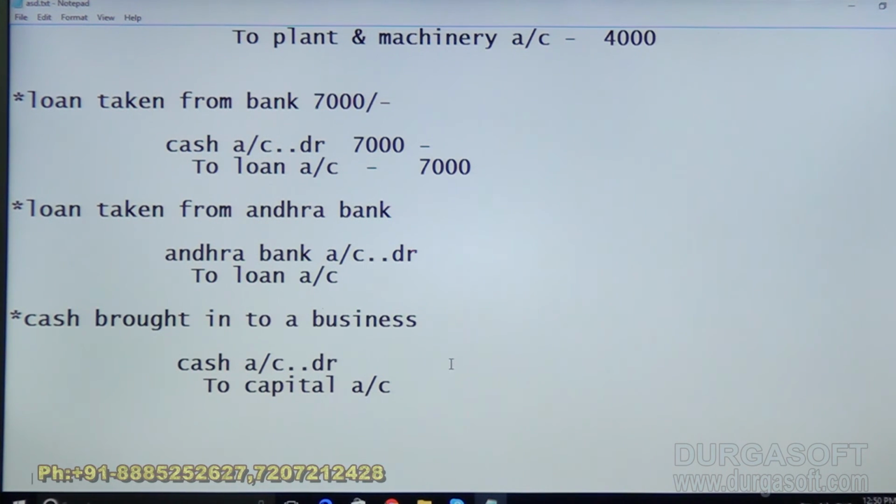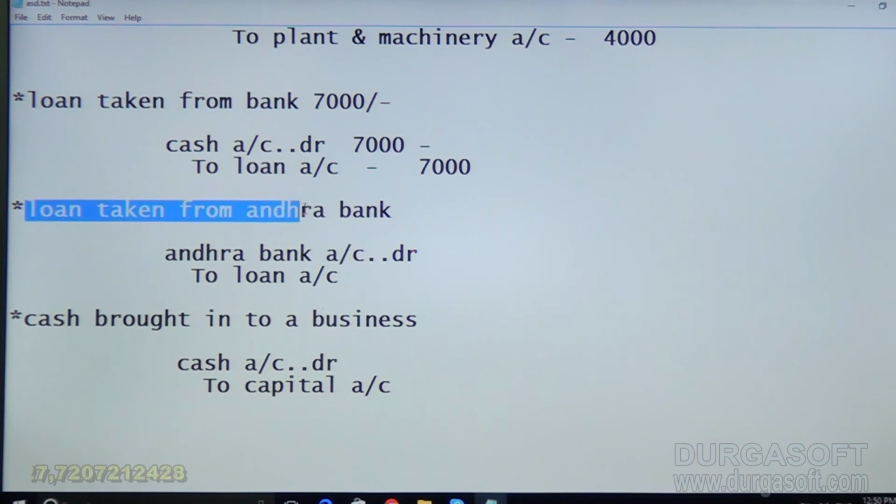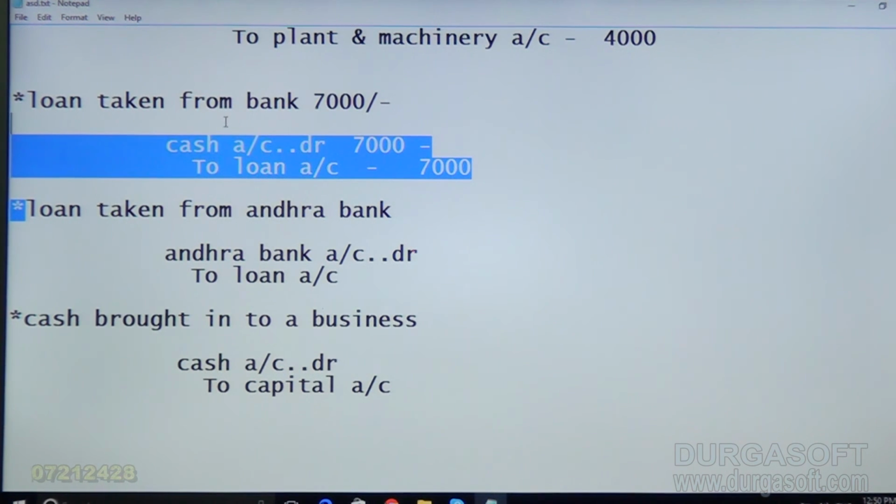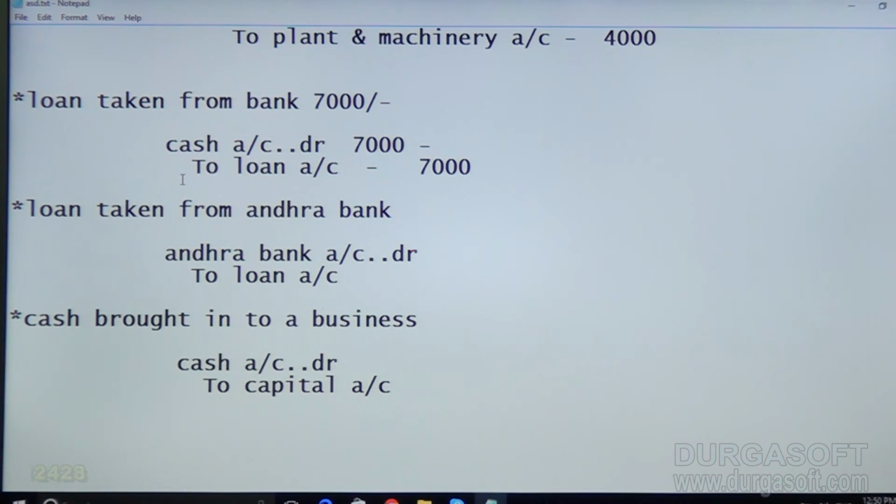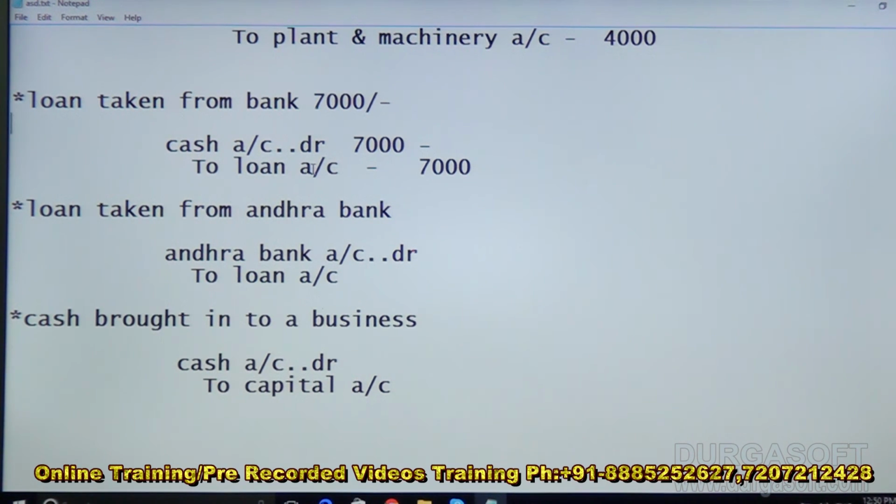After journal entries, what is next? Ledgers. Ledgers means, for example, here there are two transactions like this: loan taken from bank and loan taken from Andhra Bank. How do we write the ledger for this? We need to prepare a separate book, the loan book. In any ledger we have two sides, debit and credit. How much we have paid and how much we have received, we should mention in that book. For loan taken from bank, we should write the loan account as the heading. Whatever name you write in the heading, we should not take that name inside the proforma.